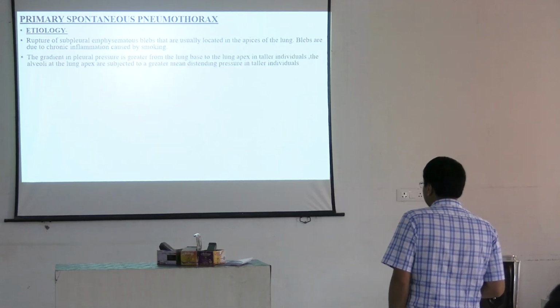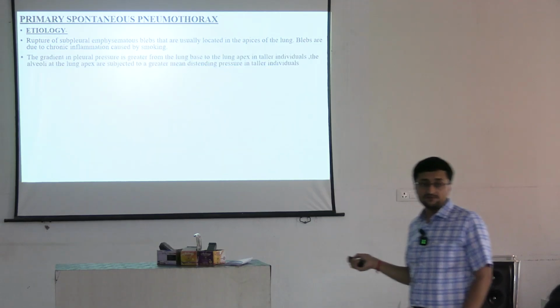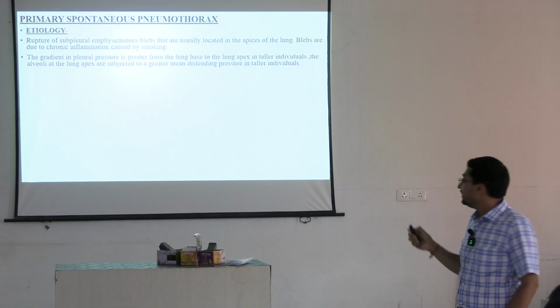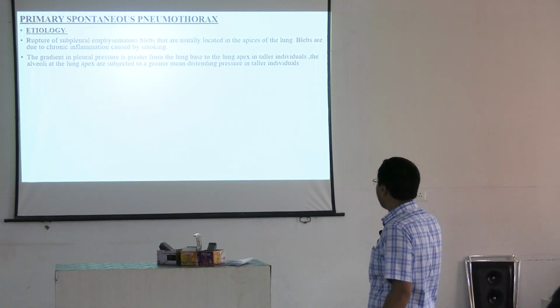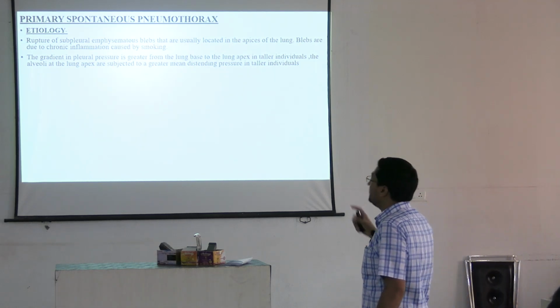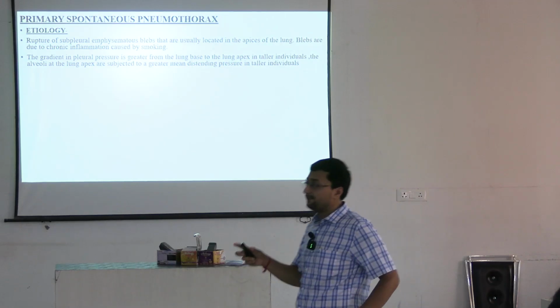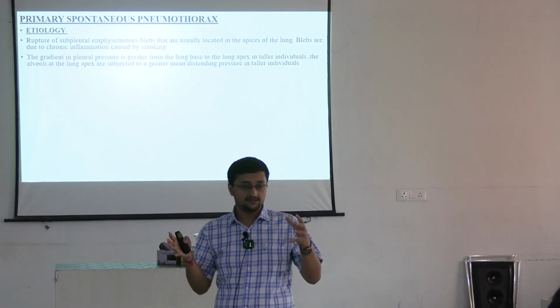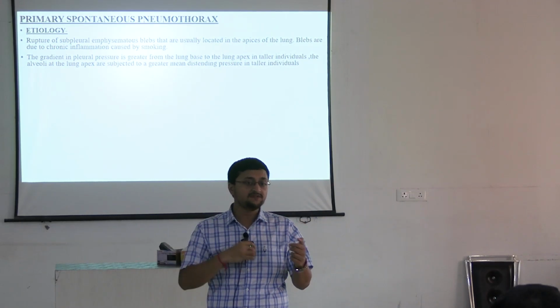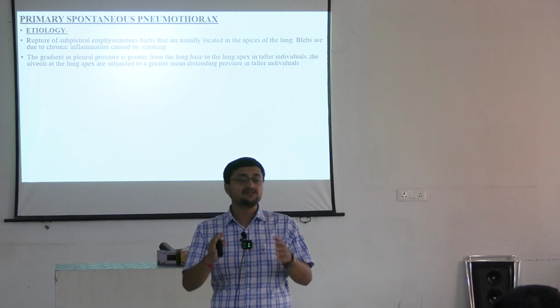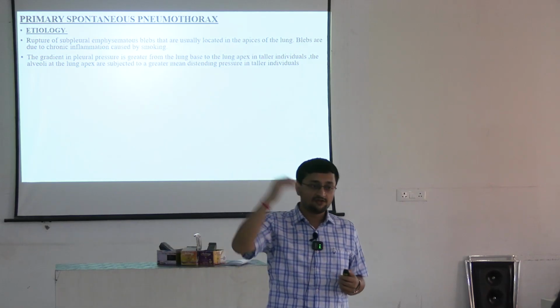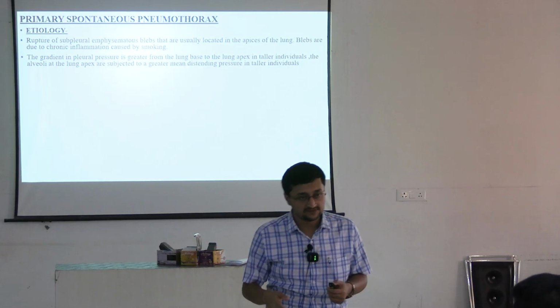And what I just said, the gradient of the pleural pressure is greater from the lung base to the apex in taller individuals, and the alveoli at the lung apex are distended more, right, than the base because of the difference of the pressure. So that means at the apex there will be more chance of pneumothorax than the base.